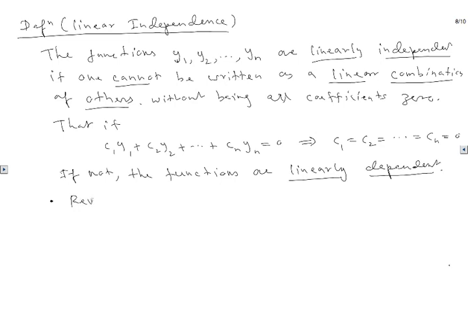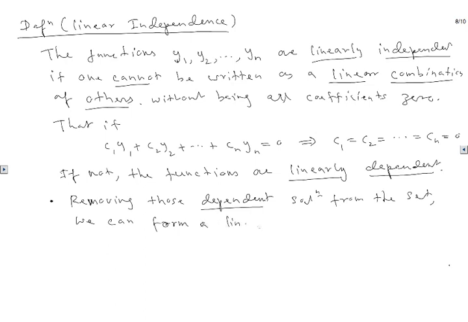So we can say removing those dependent solutions from the set, we can form a linearly independent set. So that's exactly what we normally do. If you see something linearly dependent, we remove that dependent one at a time. At the end, there's a moment you're going to see that everything is nicely linearly independent. So let's do one example.